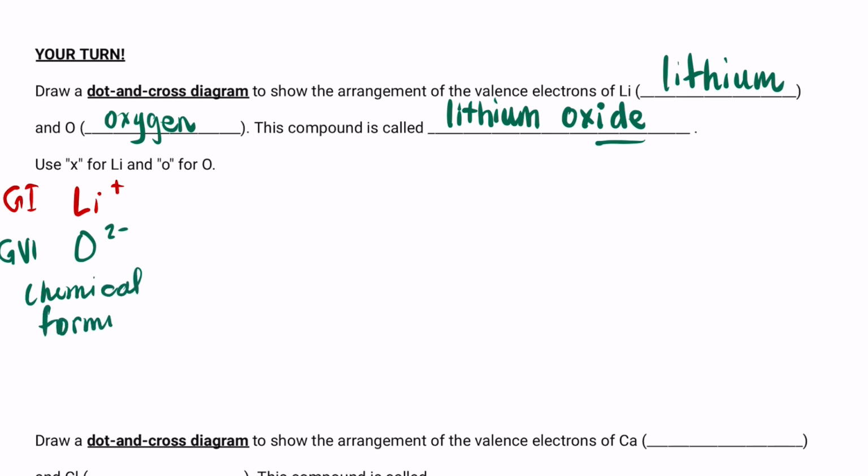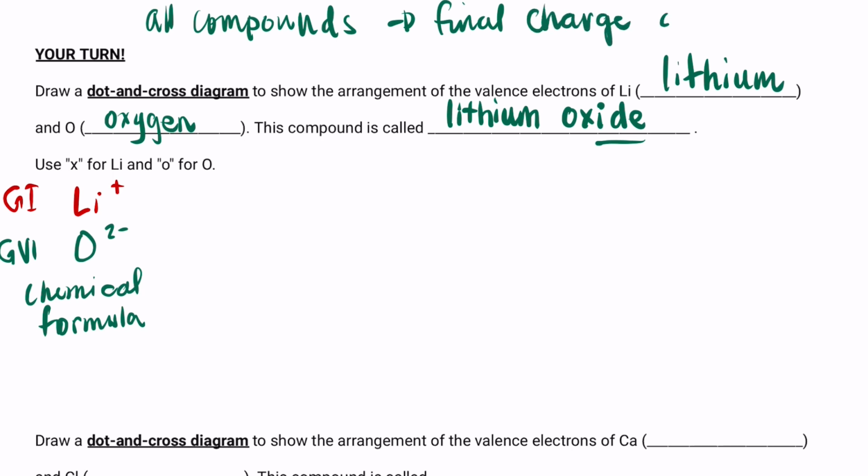Now remember, every time we make a compound, we need to remember that all compounds have a final charge of what? 0. Final charge of 0. So let's look at this one. Lithium has a charge of 1 plus. Oxygen has a charge of 2 minus. If I do LiO, then that means I only have 1 plus and oxygen has 2 minus. The total charge would be 1 minus, which cannot be because the total charge has to be 0.